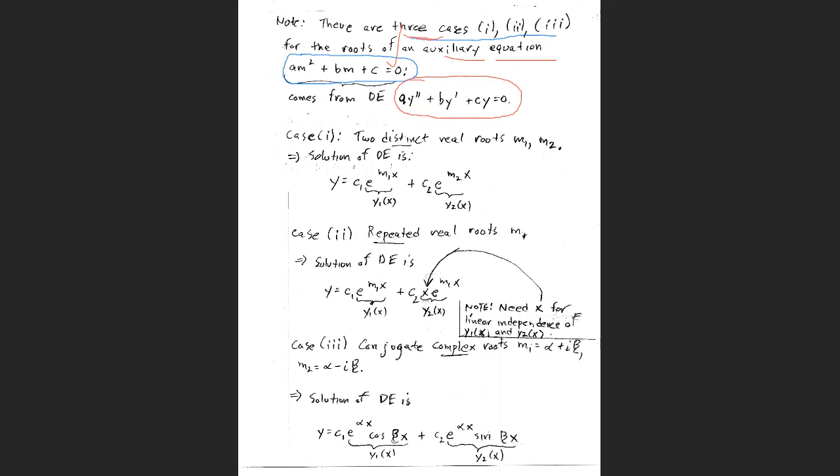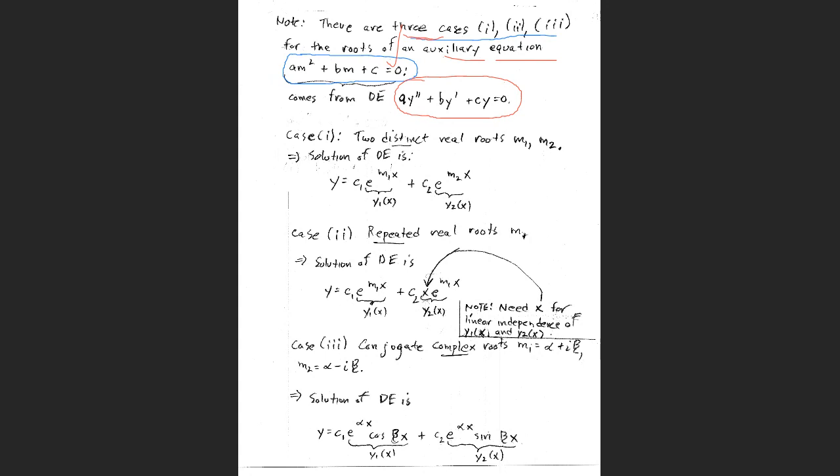The auxiliary equation, am squared plus bm plus c equals 0, can have three different kinds of roots. You can have complex roots, you can have different real roots, and you can have repeated real roots. Depending on which case, that's going to determine how the solution looks.